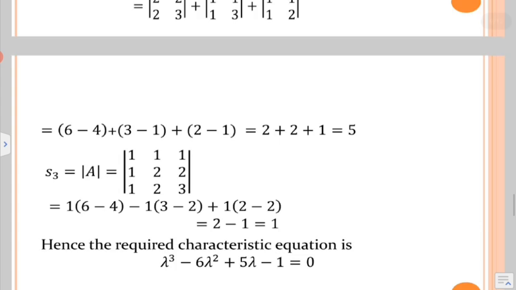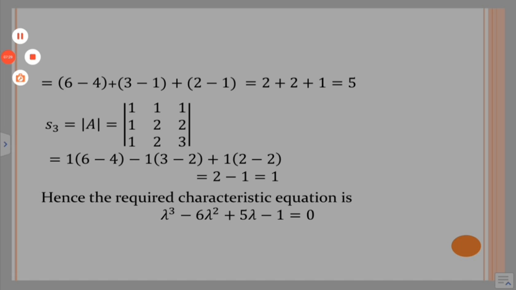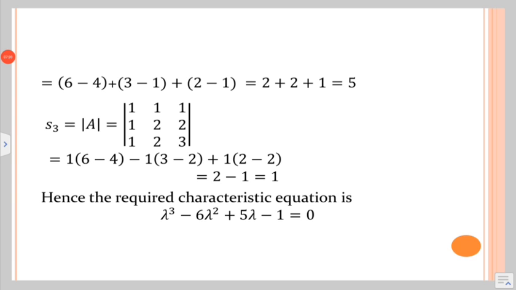Now expand the determinants. Expanding the determinants, we will have 6 minus 4 for the first one, plus 3 minus 1 for the second one, and for the third one it will become 2 minus 1. So simplifying the equation leads to 2 plus 2 plus 1, which becomes 5.